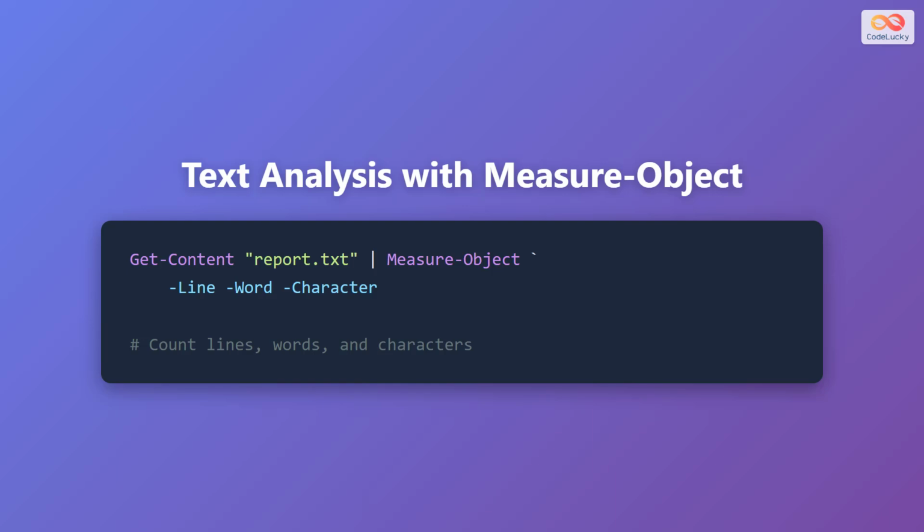Measure-Object isn't limited to numerical data. It can also analyze text files. When you use Get-Content to read a file and pipe it to Measure-Object, you can add special parameters for text analysis. The -Line parameter counts the number of lines, -Word counts all words, and -Character counts every character including spaces. This makes Measure-Object useful for analyzing documents, log files, or any text-based content you need to process.